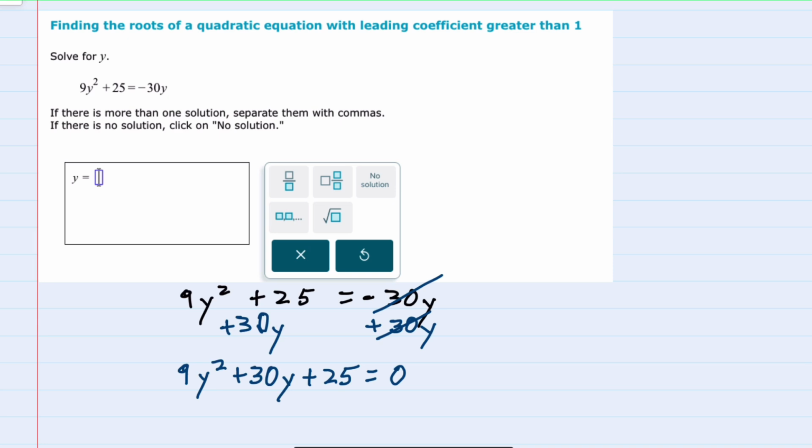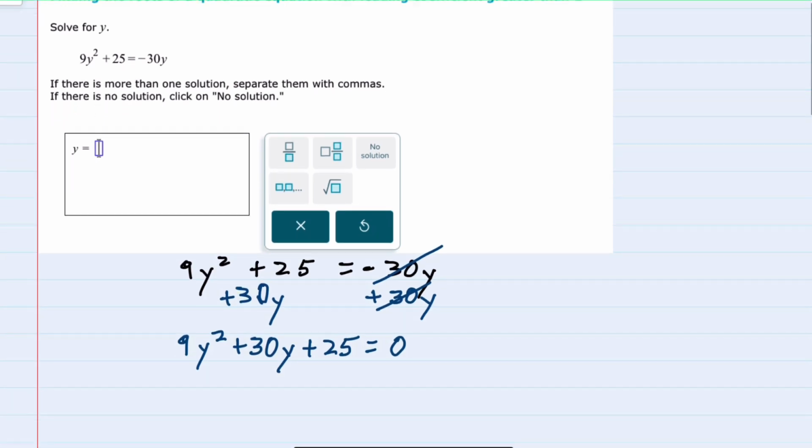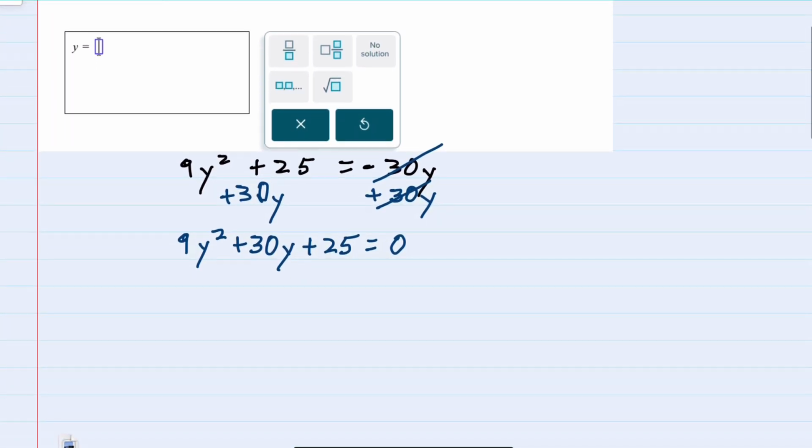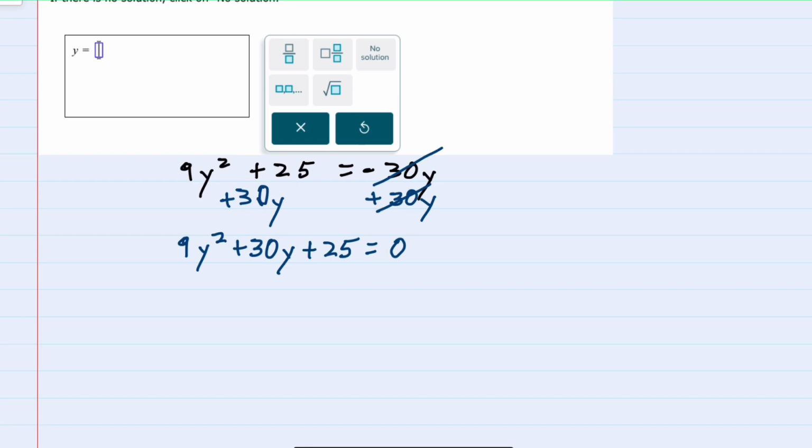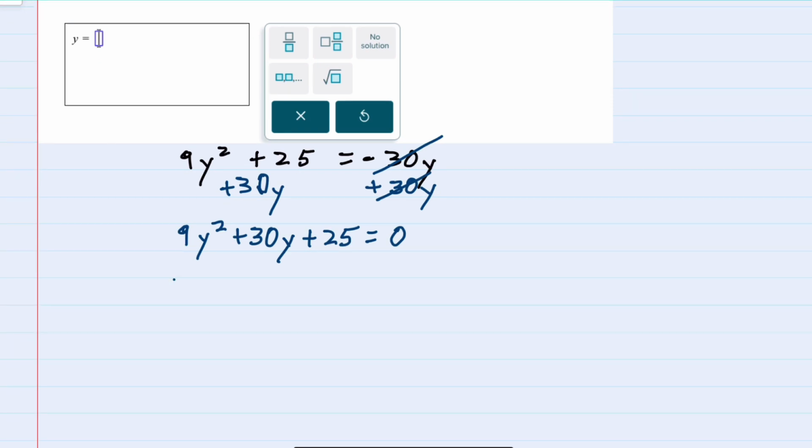And from here, I can solve by factoring the quadratic on the left and setting each of those factors equal to 0. And I can use any of those methods for factoring that I have previously used. For this example, I will use trial and error, where factoring on the left-hand side, my only options for 9y squared would be either 9y and 1y or 3y and 3y. So I would have to try both.